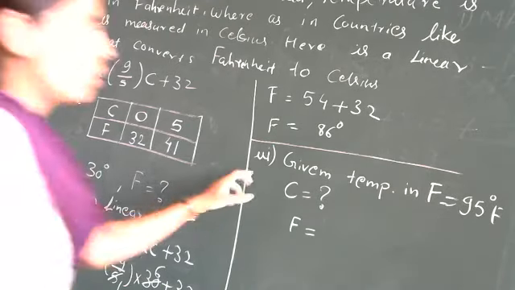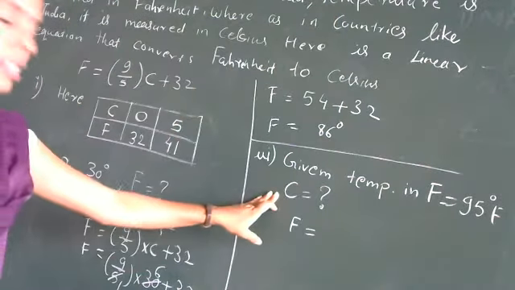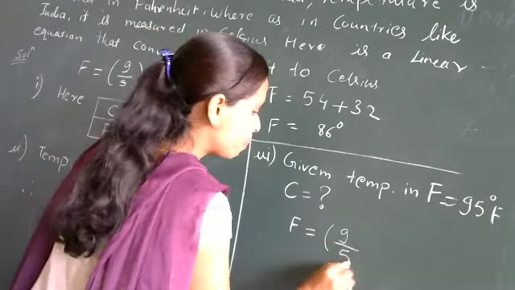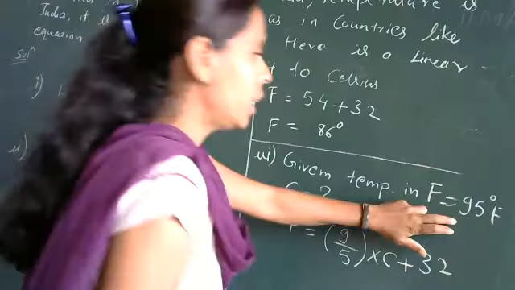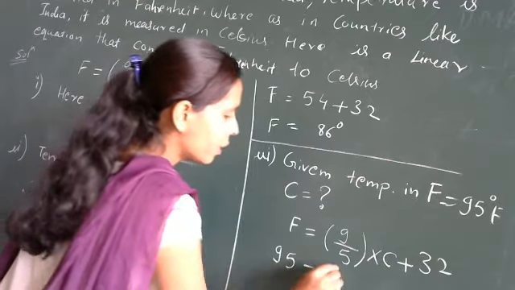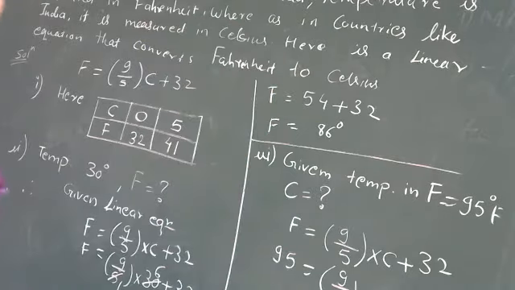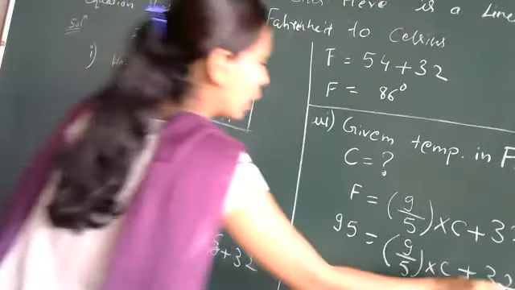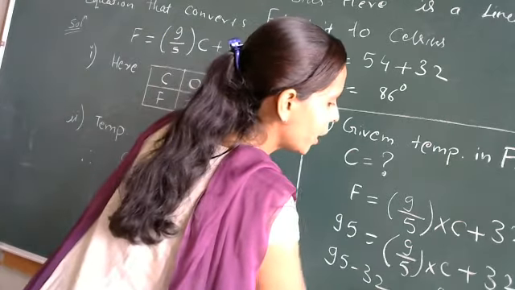Okay, students. So when we are having a temperature in Fahrenheit as 95 degree Fahrenheit, we want to find it in Celsius. So we are having the expression of what? F is equal to 9 upon 5 into C plus 32. Now we are having the value in Fahrenheit. So what we have to do? Put this value on LHS side, 9 upon 5 into C plus 32. Now what we have to do? We have to shift the values. So shift the value 32 on this side. 95 minus 32 is equal to 9 upon 5 into C.